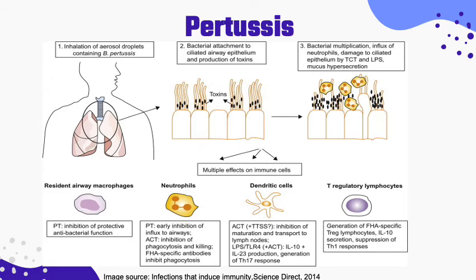A related toxin will be the adenylate cyclase toxin, which is capable of inhibiting the phagocytic function and increasing your cyclic AMP, resulting in paralysis of the phagocytic function of neutrophils and dendritic cells. The production of adherence factors such as your filamentous hemagglutinin will inhibit your neutrophils and T lymphocytes from phagocytic functions.